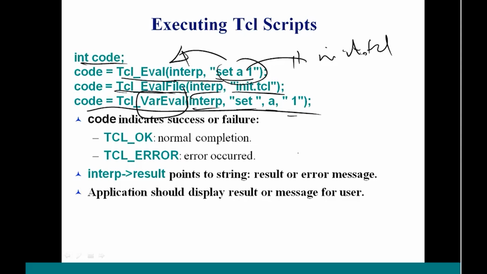We can also point to the result through interp->result, and that points to the string that holds the result, whether it is a TCL_OK or TCL_ERROR. And usually what we want is that the application should display the result or message for the user.